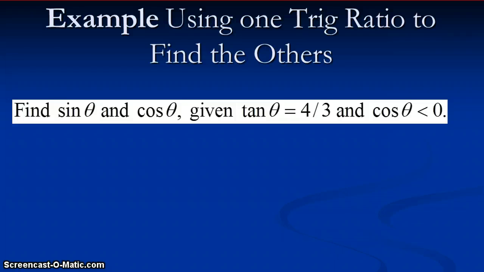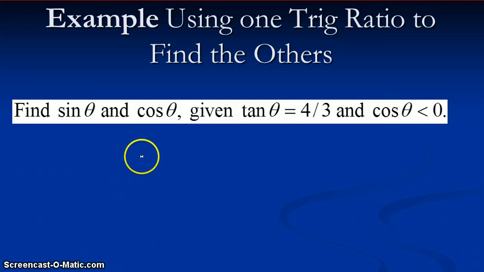This video is going to look at objective number 2 from 4.3, which is finding trig functions given two pieces of information about other trig functions. As you can see by the title of the slide, it's an example where we're given one trig ratio to find the others. So that's the key in this case.